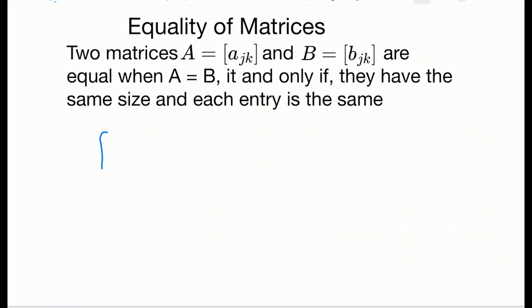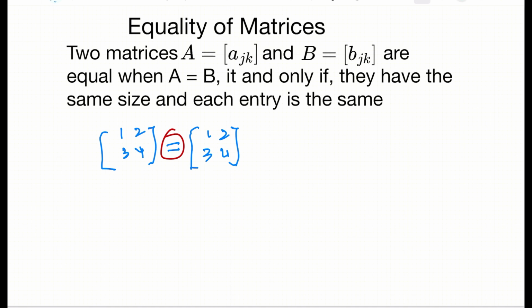So let's look at just a matrix here. This is a square matrix with 4 elements, a 2 by 2. Now this is going to be equal to itself, 1, 2, 3, 4. So that is equal, okay? Those two matrices are equal.